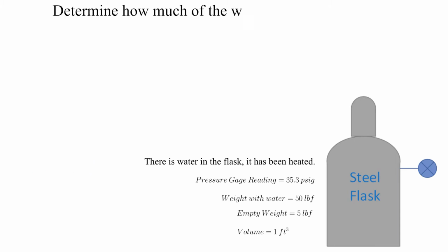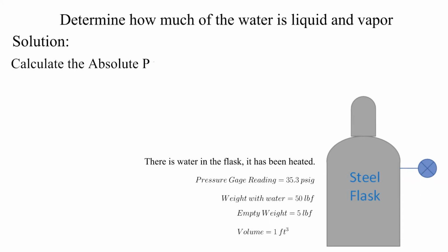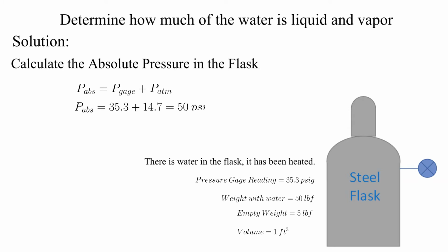We know that there is water in the flask and it has been heated. Our goal is to determine how much of the water is liquid and how much of it is vapor, if any. Let's walk through the solution. First, let's convert the gauge pressure to absolute pressure. The absolute pressure in the flask is 50 psi.